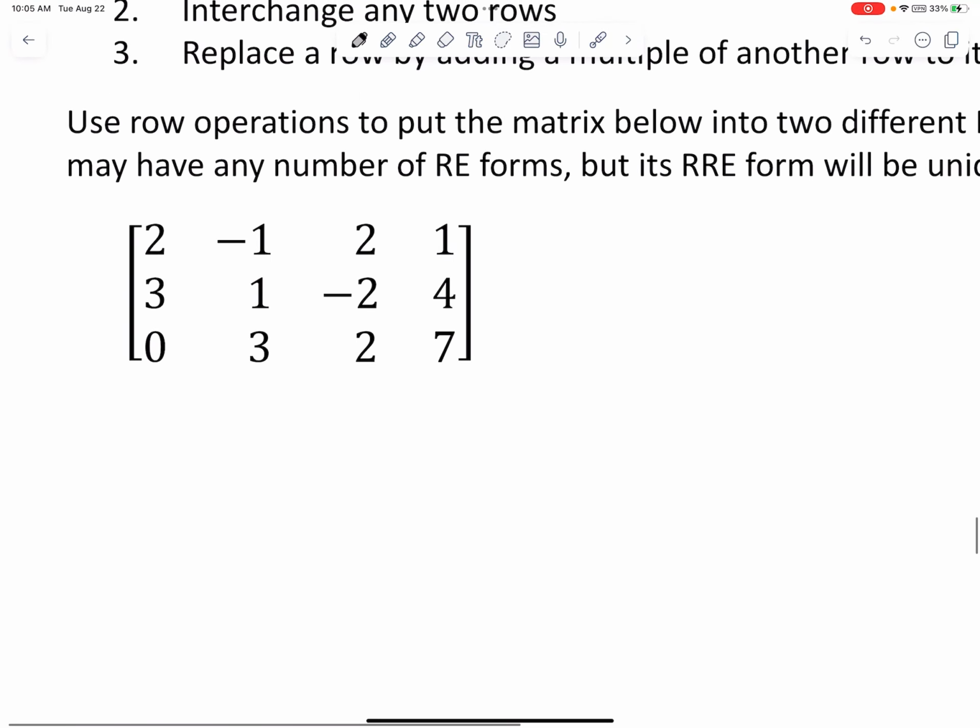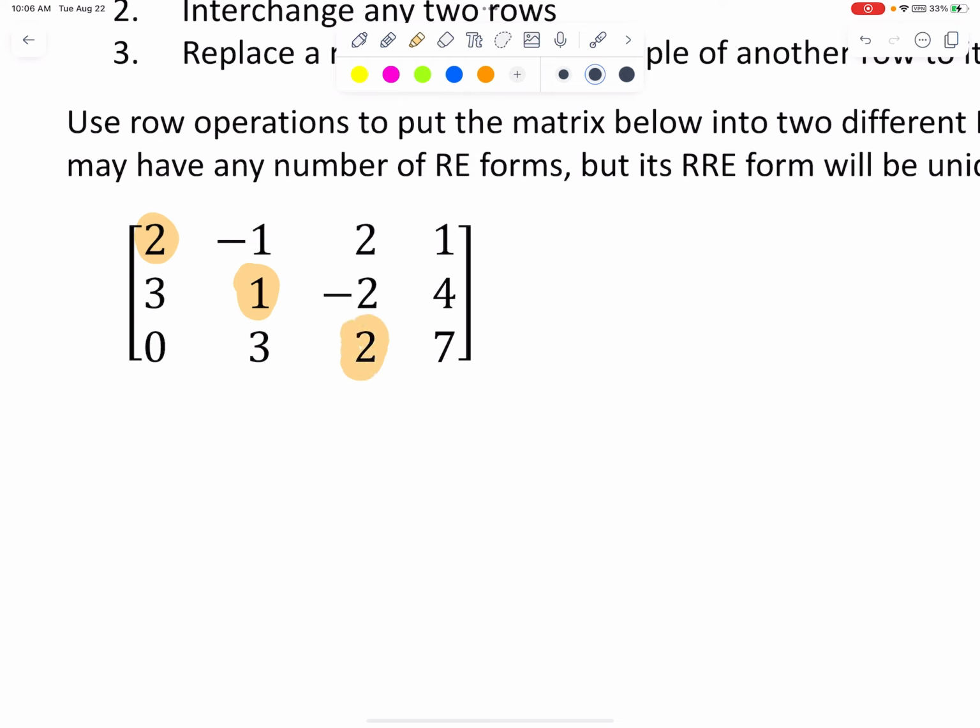So we have a matrix that has 3 rows and 4 columns, and we would like to put this in reduced row echelon form. Basically, our ideal is that if we can get a 1 in the following positions, here, here, and then here, and then zeros above and below them, then we will have accomplished our goal.